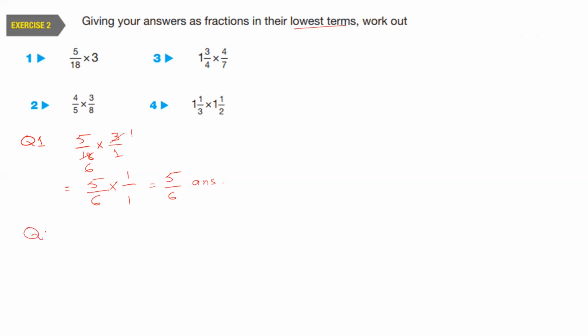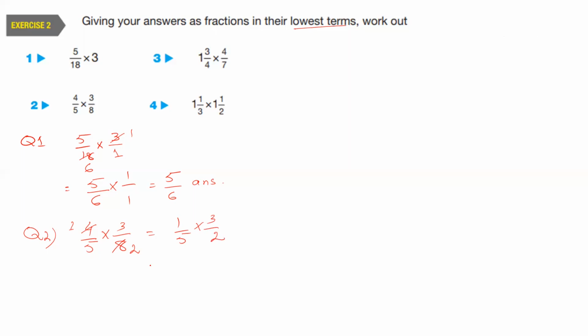Now if we go for question number 2, this is 4 upon 5 times 3 upon 8. So again, we can cancel one's denominator with the numerator of the other fraction. So we cancel this 4. 4 times 1 is 4. 4 times 2 is 8. Now we cannot cancel 3 and 5 together with a single number. So we have 1 upon 5 times 3 upon 2.